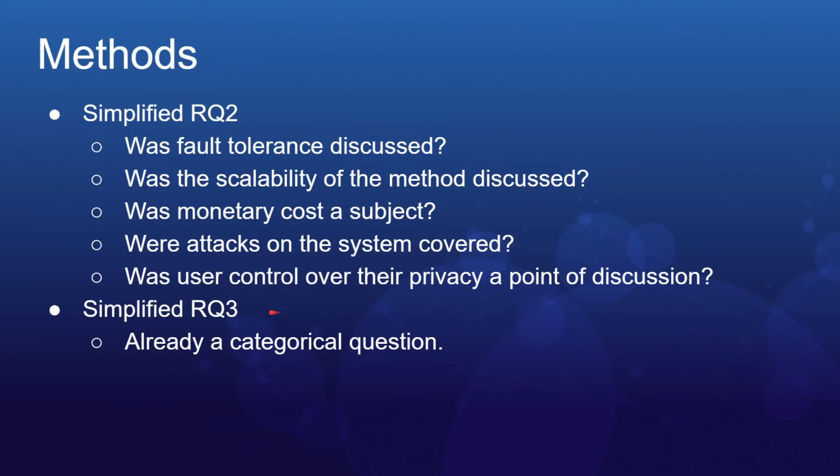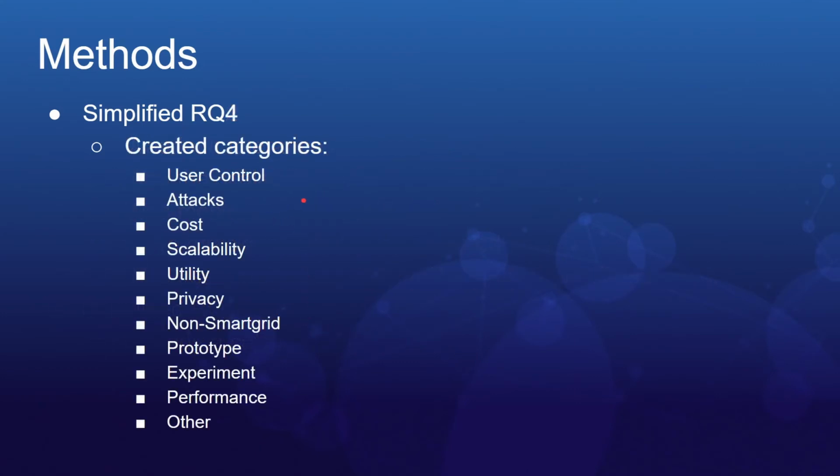Now for research question 3, this was already quite simple. It's just a categorical question. For research question 4, the future direction of the research, this was a little more complicated.